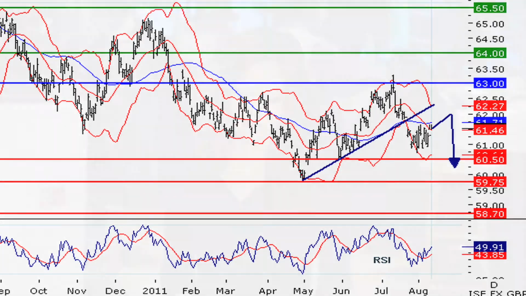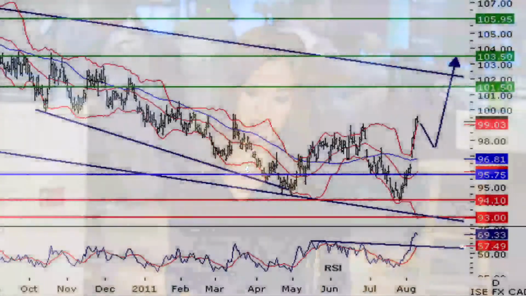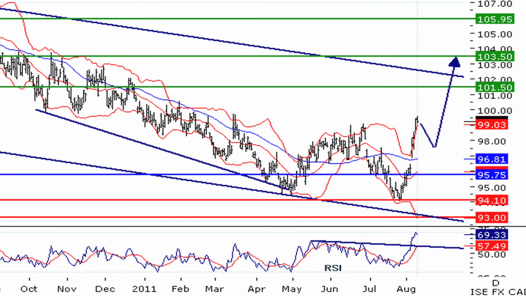And moving on to the CDD, the dollar against the CAD, the technical rebound is in a bearish trend. The RSI has broken above its declining trend line, and it is approaching its next resistance. The preference of Trading Central analysts for the CDD pair is long positions above 95.75, with targets coming in at 101.50 and 103.50 in extension.